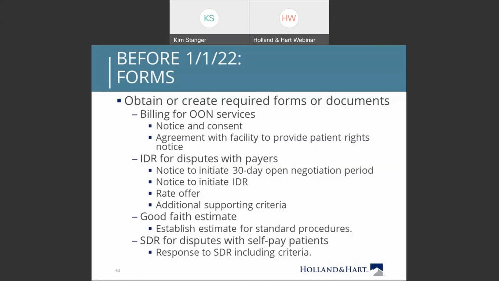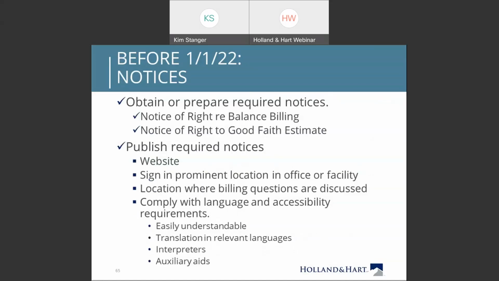You need to have the forms you need for the disputes if you are going to go through the SDR process and disputes with self-pay patients, including a form to respond to the SDR entity that provides the items you need, including your good faith estimates, your bills, and additional supporting documents that you might need.